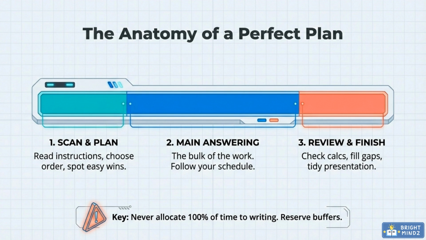Every written exam can be broken into 3 phases. First, scan and plan: read instructions, quickly estimate difficulty, choose a smart order, and spot easy wins. Second, main answering. This is your work zone. Follow your time plan, move on when you're stuck, and protect your marks per minute. Third, review and finish: hunt for blanks, fix obvious errors, and make answers clear. Crucial rule: never use 100% of the time for writing. Always keep a small buffer.